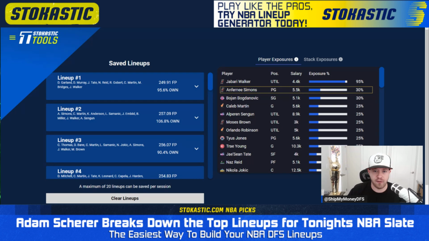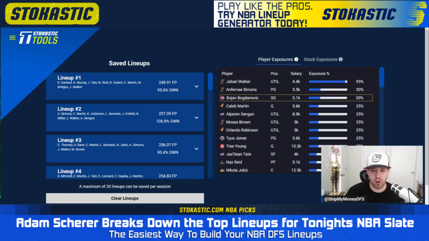Anthony Simons, 5,500, is coming back tonight for Portland. We don't know yet whether or not he is going to start, but he's returning from a thumb injury, not a lower body injury. If he's coming off the bench, I still expect him to be playing upper 20s in minutes. If he starts, he might just be full go. Either way, at 5,500, he looks underpriced.